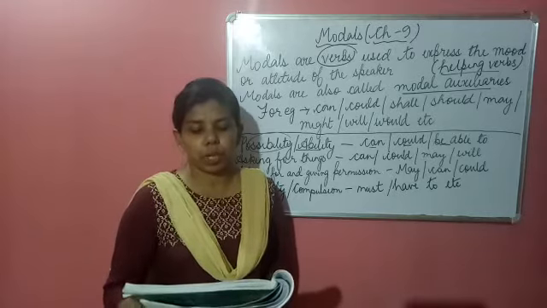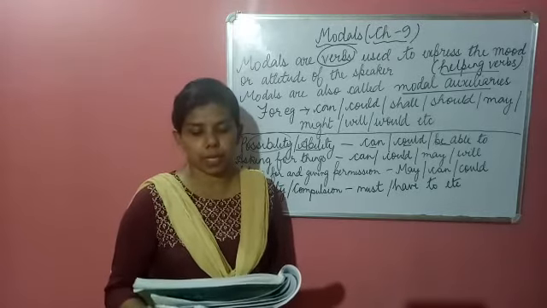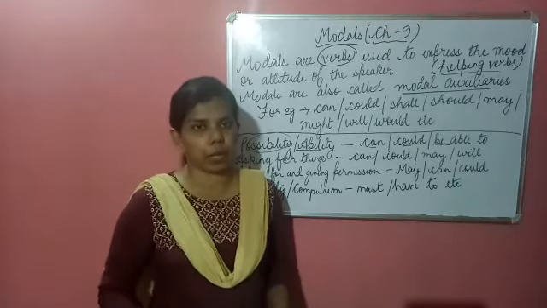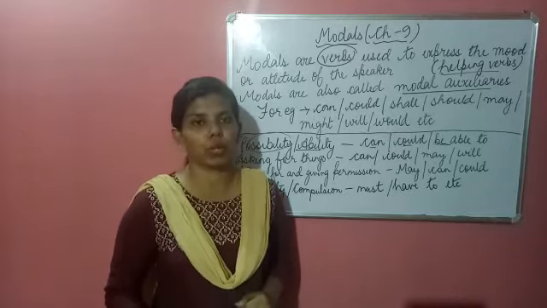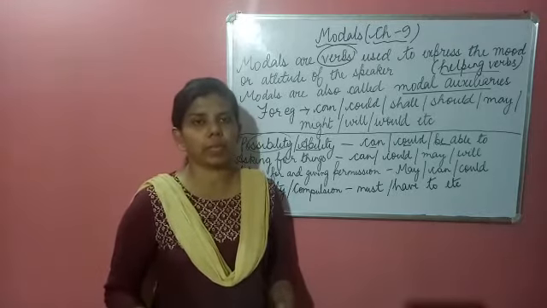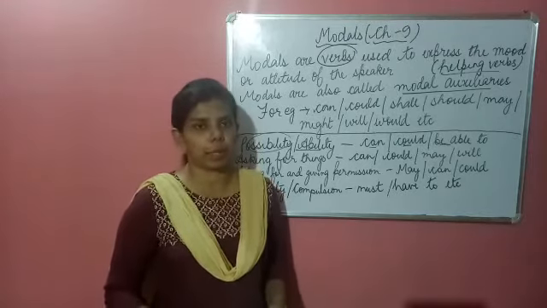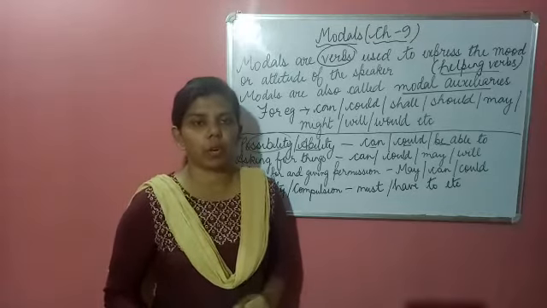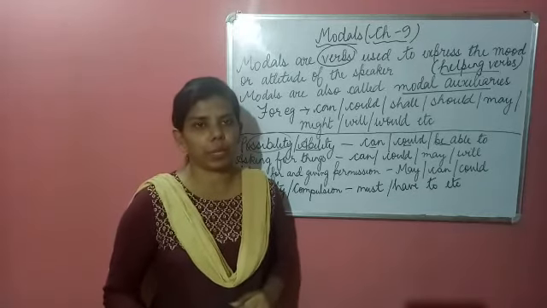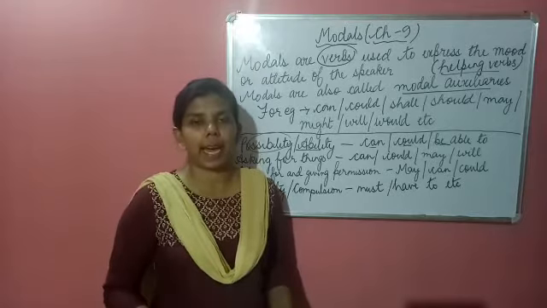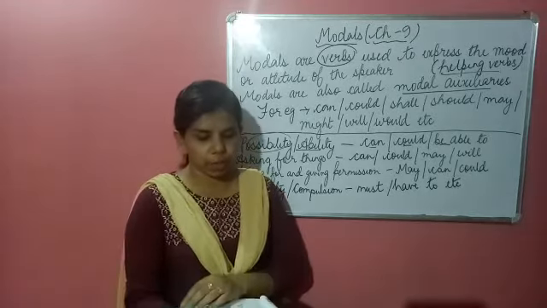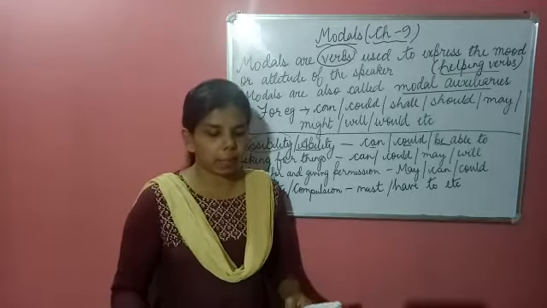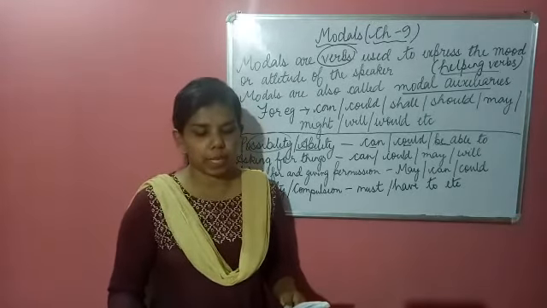For example, she was able to get into the bus because it was not overcrowded. The particular situation here is that the bus was not overcrowded, and that is why she was able to get into the bus. So the uses are almost the same, but could is used in general situations and was able to is used in particular situations.